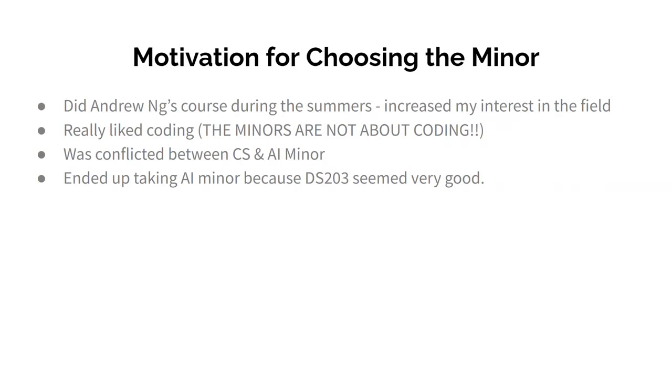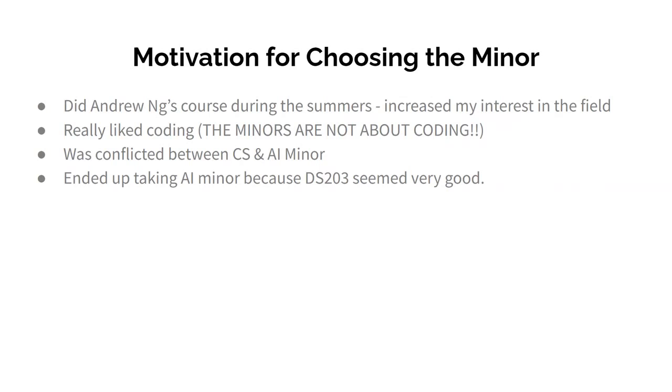and I had a really long summer vacation and a lot of time to kill. So I did this online machine learning course offered by Andrew Ng. It's one of the most famous courses in machine learning you will ever encounter, and a really good course for breaking into the field. I did that course and it really increased my interest in the field. And of course, I like coding because I was doing it ever since school. So essentially, I was conflicted between the CS minor and the AI minor, which was offered for the very first time during my second year.